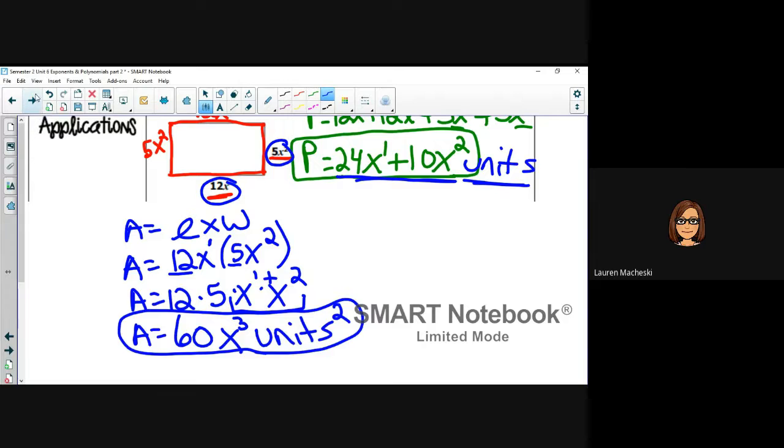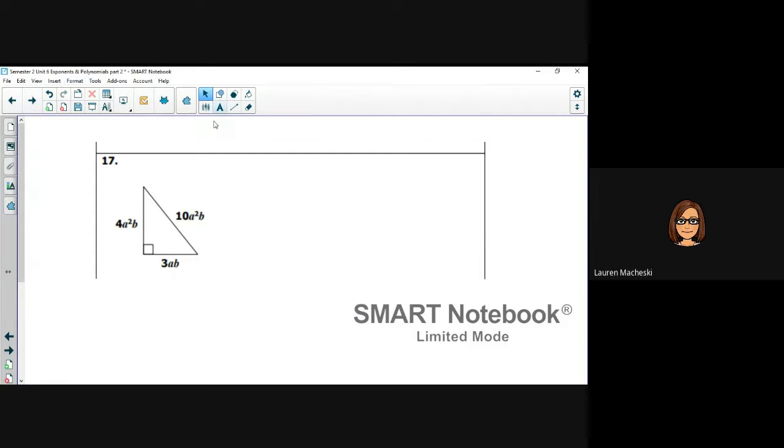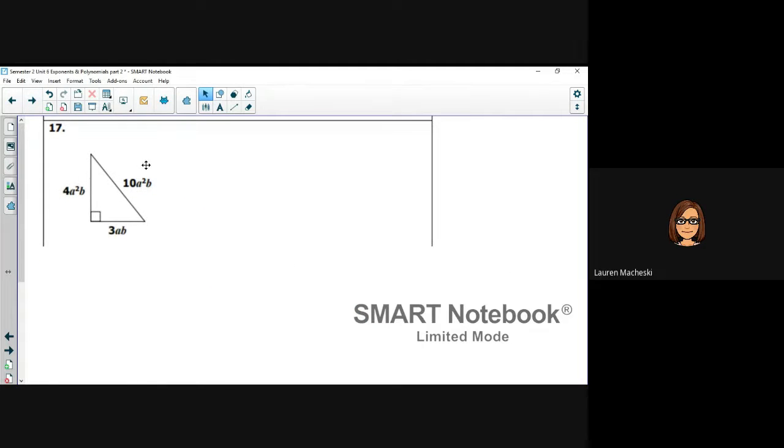All right, let's try 17. And I believe, yeah, this falls under the same directions. Find the perimeter and find the area. So remember, this is a right triangle. I can tell that because of this 90-degree angle right here.